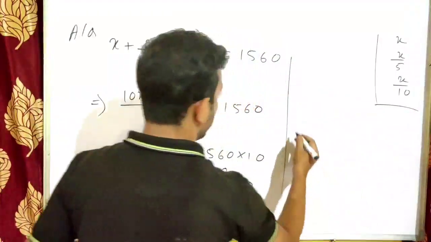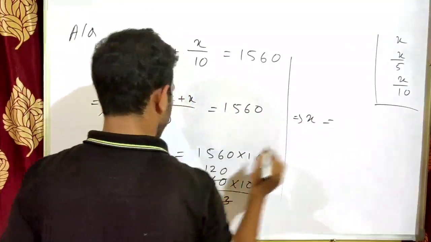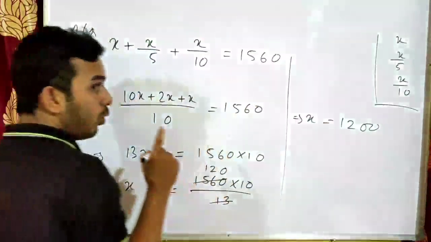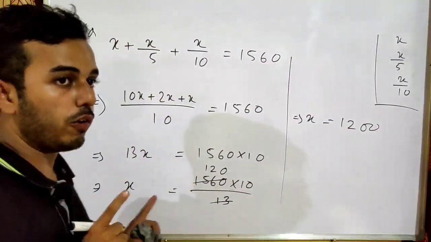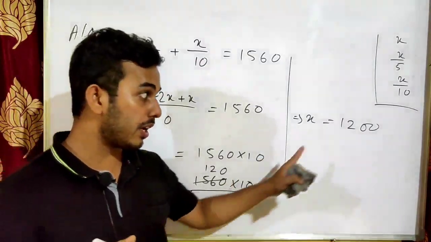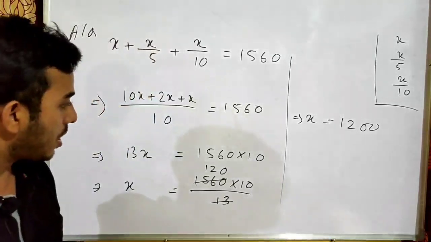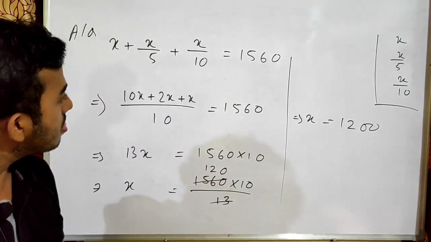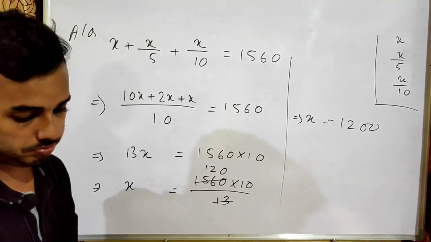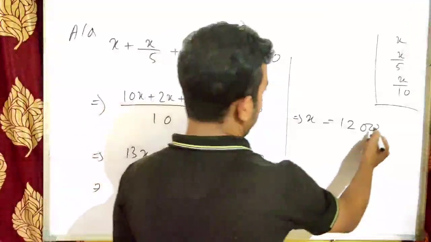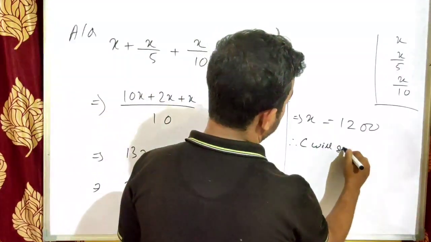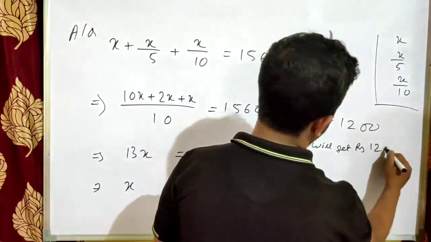Okay, so X is what? X is 120 into 10, which means 1200. So who gets X? The value of X was C's share. Okay, C's share, that is C will get how much? 1200. So therefore C will get rupees 1200.